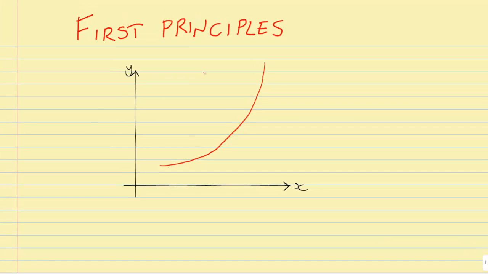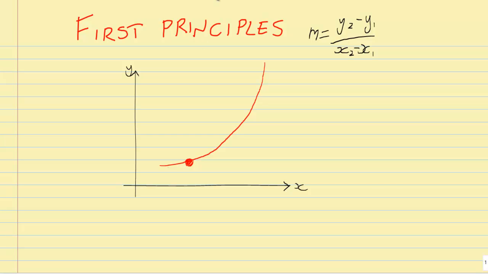So here we have a function, and we've been told that we need to calculate the gradient of it at this point here. Problem is, we don't really know how to find the gradient of a curved line. All we know to do with gradients is this old formula. Rise over run. m equals y2 minus y1 over x2 minus x1.